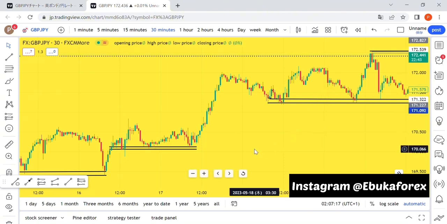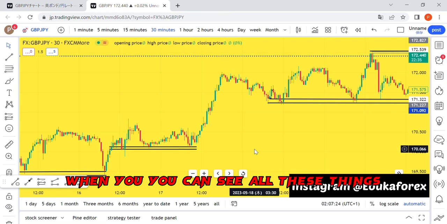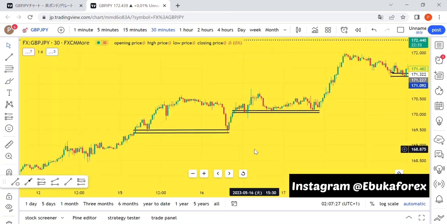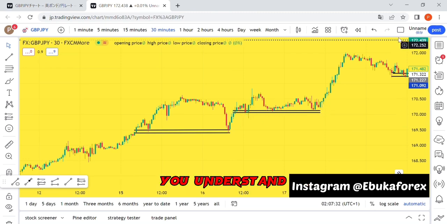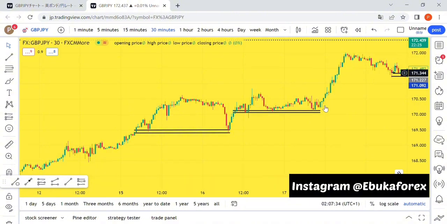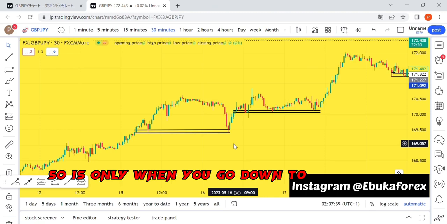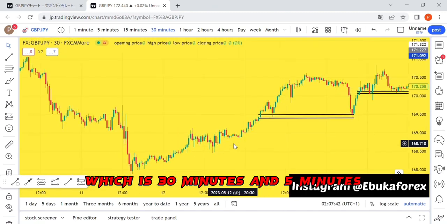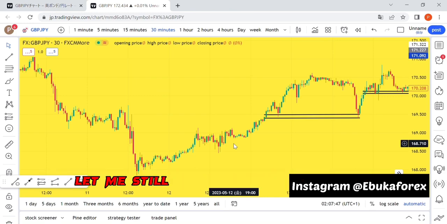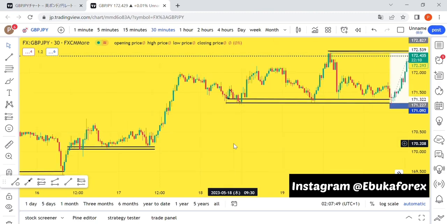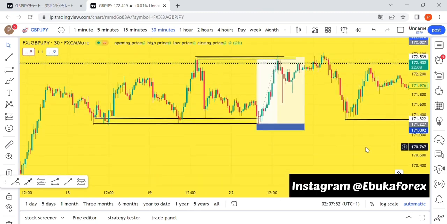When you look at the four-hour chart, you can see all these things here. You can see the key levels in the markets. It's very, very clear. But by just looking at it here, it will be very confusing. It's only when you go down to the lower time frames, which are 30 minutes and 5 minutes, that you'll be able to see all those things clearly. Let me show you more examples so it will be clearer to you.